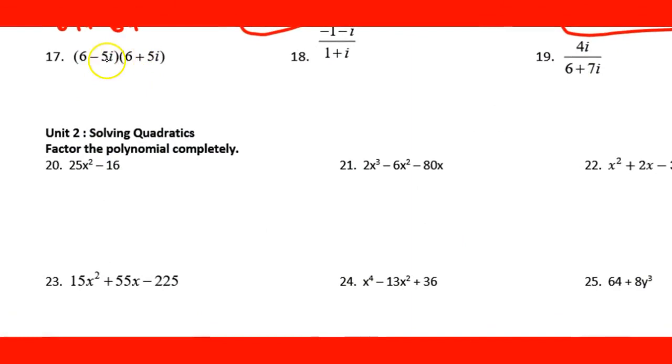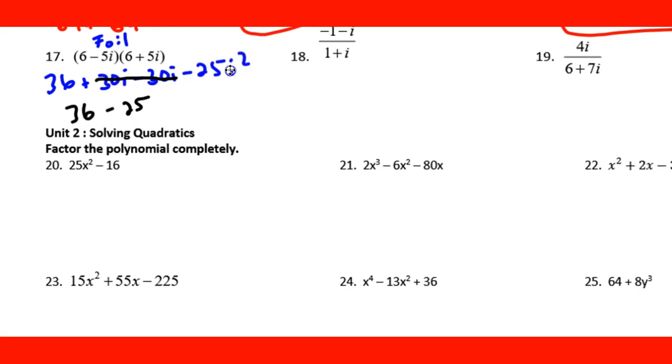We're solving. We're going to FOIL this. 6 times 6 is 36. 6 times 5i is 30i. Negative 5i times 6 is negative 30i, and negative 5i times positive 5i is going to be negative 25i squared. Now, you see 30i and negative 30i cancel. So it's 36 minus 25i squared, and i squared is negative 1.